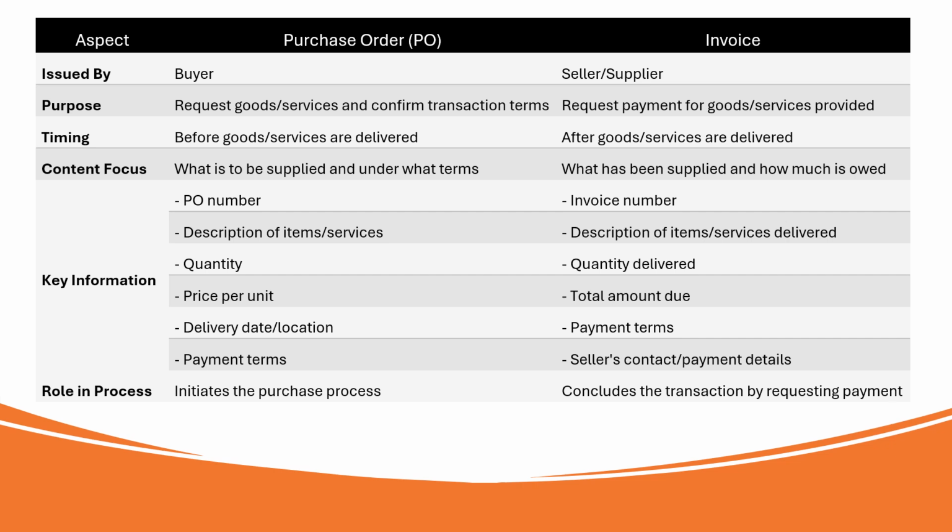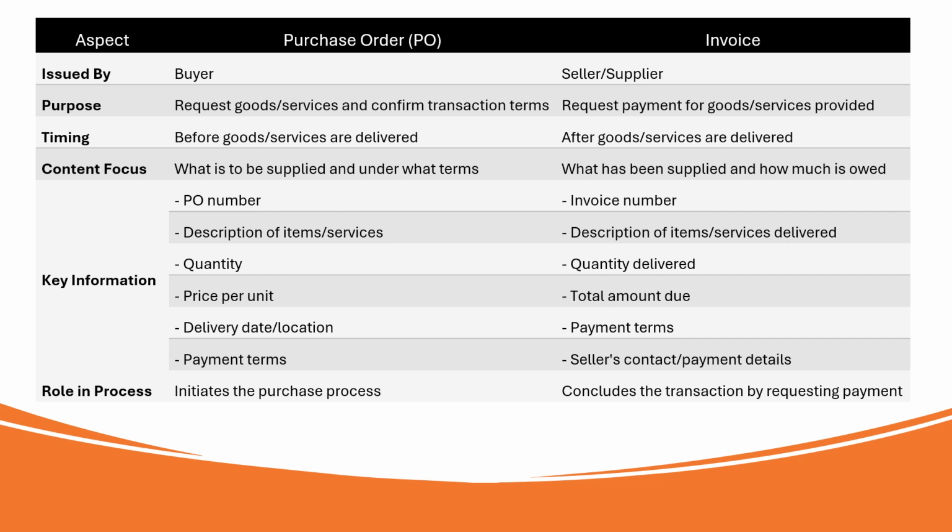And in the invoice, the seller will request payment for the goods or services which they provided, and they will generate the invoice. And timing: the purchase order comes before the goods or services are delivered, and the invoice comes after the goods or services are delivered. Content focus. So here, what is to be supplied and under what terms?